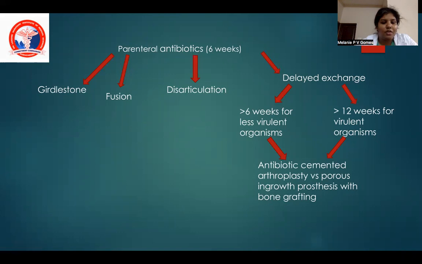Or in the case of virulent organisms like Staphylococcus coagulase positive, gram negative bacteria, or mixed infection, the delayed exchange can be done after more than 12 weeks of antibiotic treatment. Following this, an antibiotic cemented arthroplasty can be done, or a porous in-growth prosthesis with autogenous bone grafting.